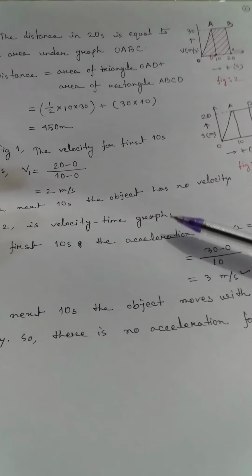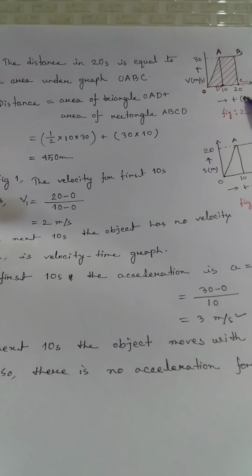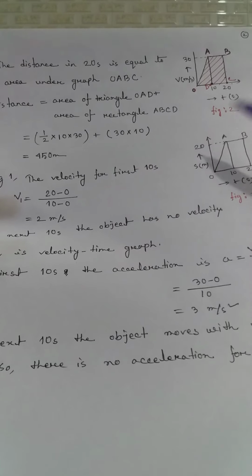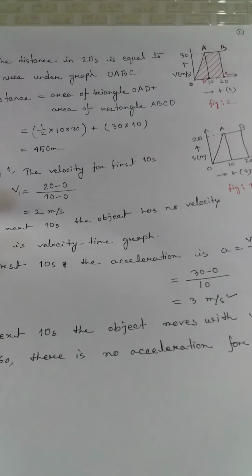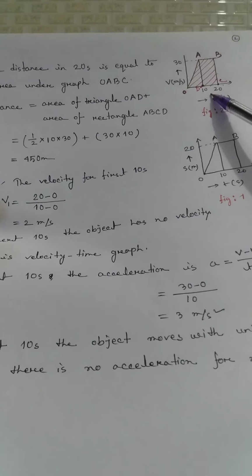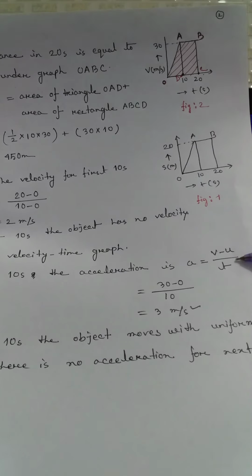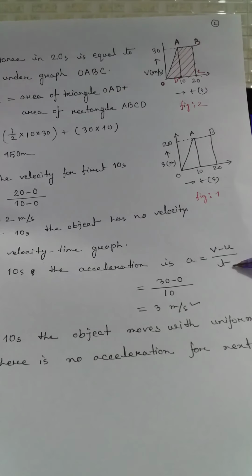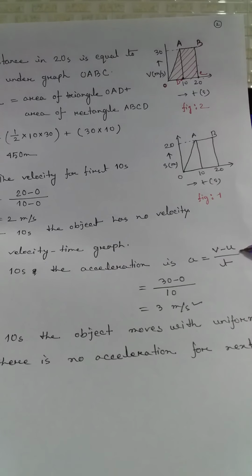And now if we want to discuss figure 2, this is a velocity-time graph. From this graph we can calculate the value of acceleration for the first 10 seconds. For the first 10 seconds, the acceleration a equals, we know the equation is v minus u divided by t.